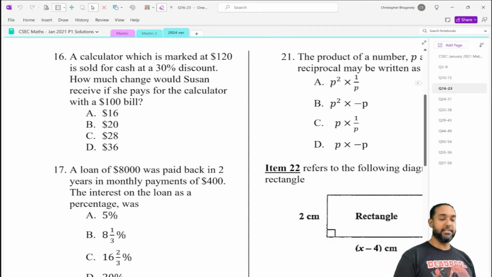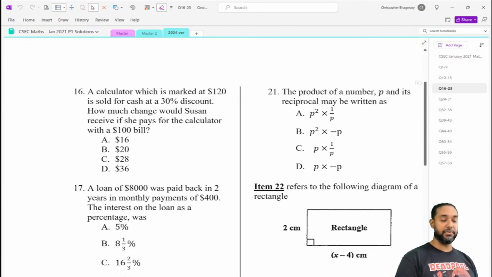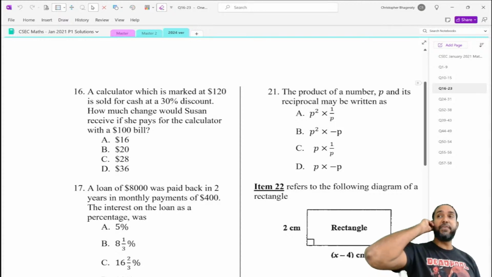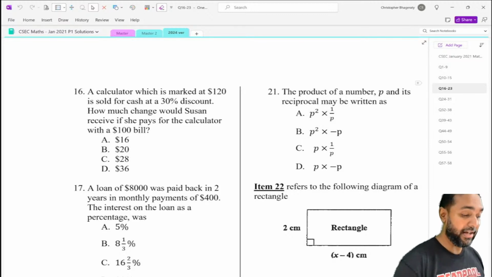Anyhow, a calculator which is marked at 120 is sold for cash at a 30% discount. How much change would Susan receive if she pays for the calculator with a $100 bill? So this is a couple layers there. The first thing you have to do is find out the 30% discount and then take it away. Or if you're taking away 30% from something, what percent are you left with? 70%. So if you wanted to find how much he pays, you could just find 70% of the 120, instead of finding 30% of it and then subtracting it. But either way, you get the same value. And then you have to subtract that from the $100 bill. I think the answer is A here.